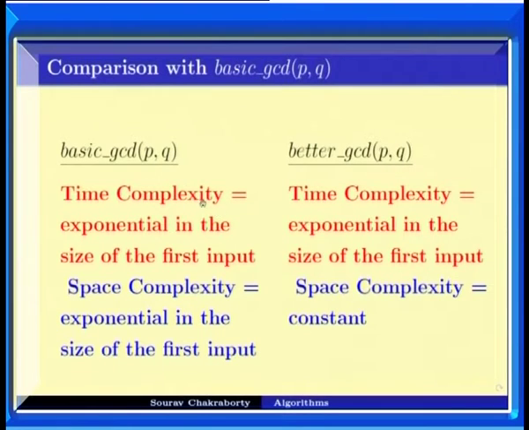In comparison, the time complexity of the first algorithm was exponential in the input, and it was the same for the second algorithm, which we called better GCD. In the space complexity regime, the basic GCD performed much worse. It was exponential in the first input, whereas for the better GCD the space complexity has become constant. Then the question was, can we make this algorithm even better?